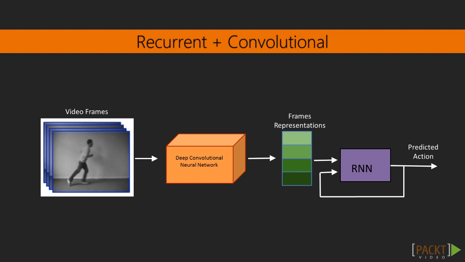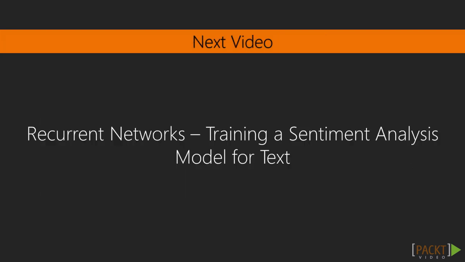In this quick video, we discussed the differences and similarities between convolutional and recurrent layers. We also mentioned an example of how to use them together. In the next video, we will train a recurrent neural network to do sentiment analysis in text.